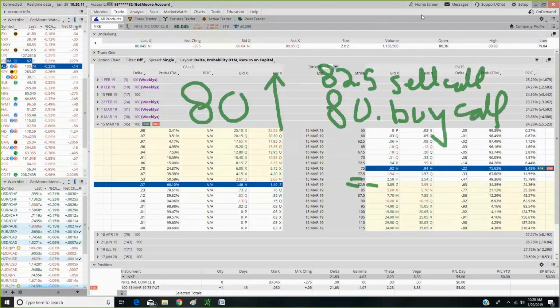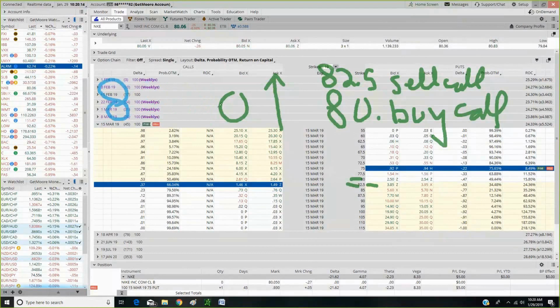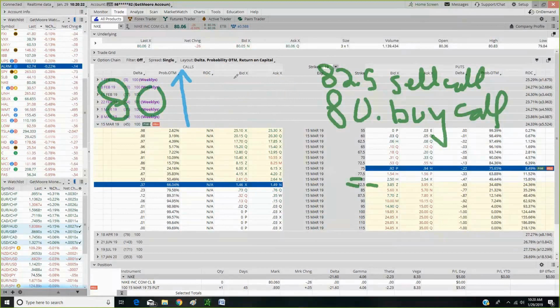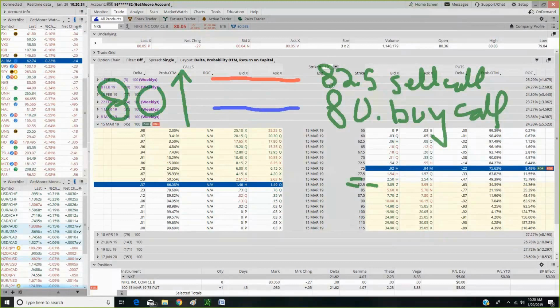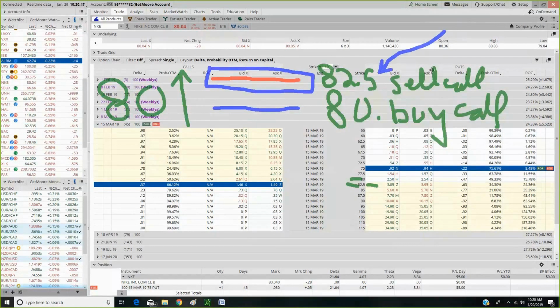Now, what this represents: if I'm selling the 82.5 call, that's bearish. Anytime I sell, I like to do that in red. I'm buying the 80, so that's what it looks like. I want it to go up. Because what I've done by selling the 82.5 is capped your gain. Because when you sell the 82.5, you have the obligation to sell the stock at 82.5. So when you do this spread, you are capping your gain.